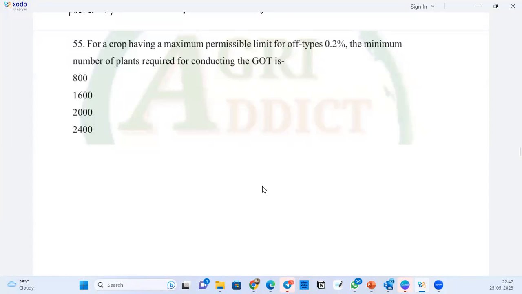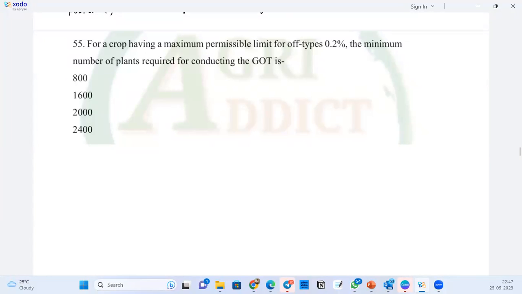Yes, anyone got the answer? This is not the SRF question, this is the JRF question. Sir, 2000. Okay, how is it 2000? So there is a chart, like if 0.5% permissible limit is maximum, then how many seeds should be tested? Like there was written.